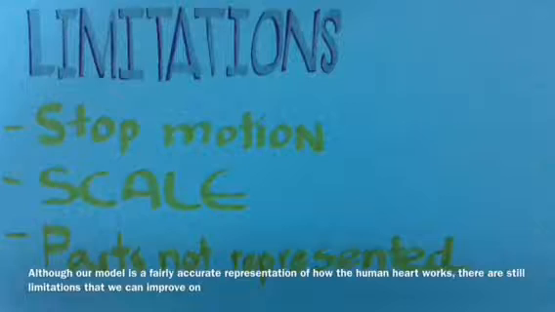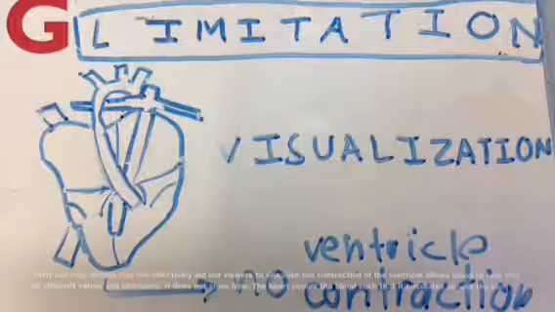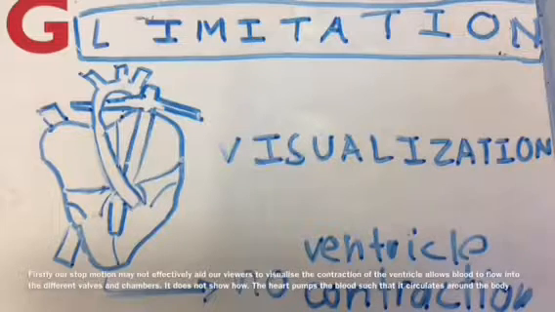Limitations of model. Although our model is a fairly accurate representation of how the human heart works, there are still some limitations which we can improve on. Firstly, our stop motion may not effectively aid our viewers to visualize how the contraction of the ventricle allows blood to flow into different valves and chambers. It does not show how the heart pumps the blood such that it circulates out around our body.